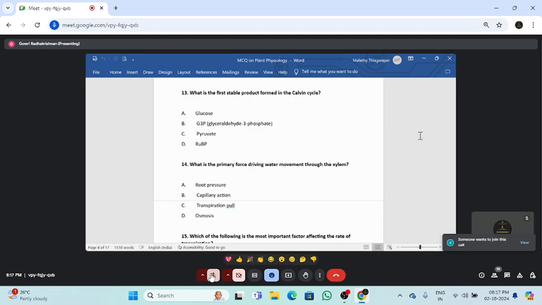Glyceraldehyde 3-phosphate. That is G3P. That's option B. That's the first stable product formed in the Calvin cycle.